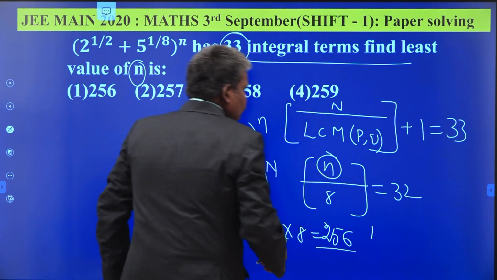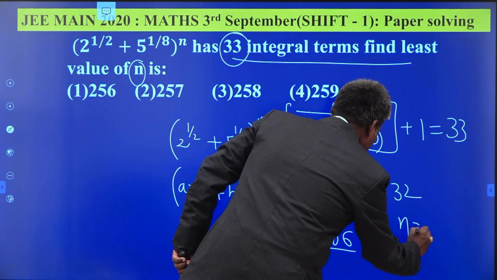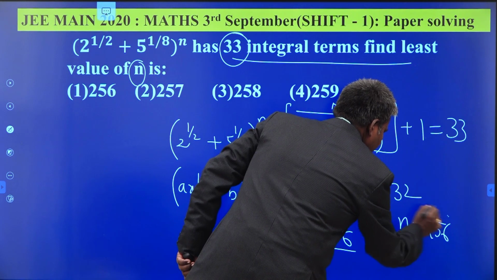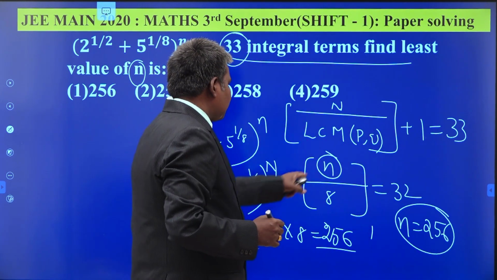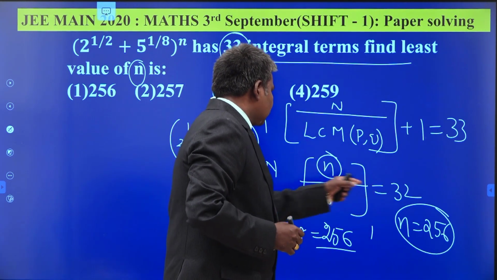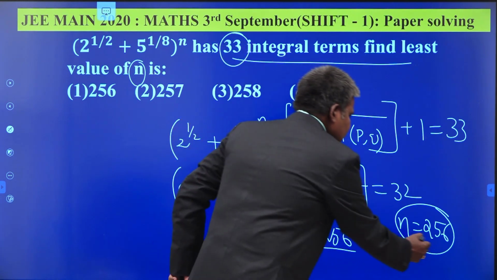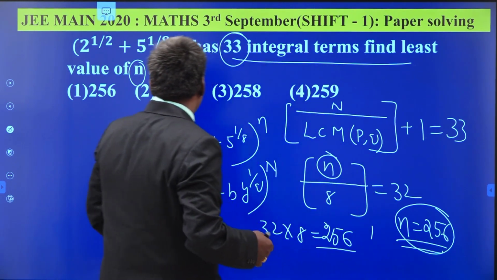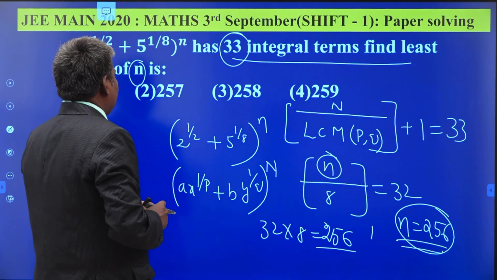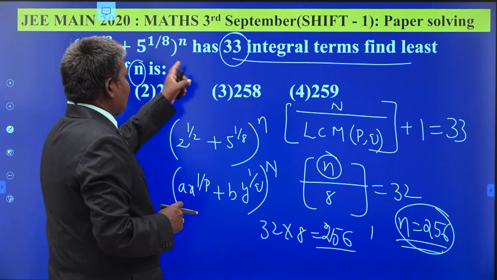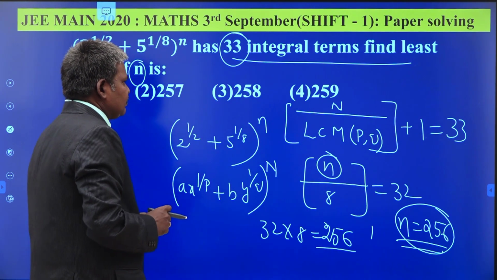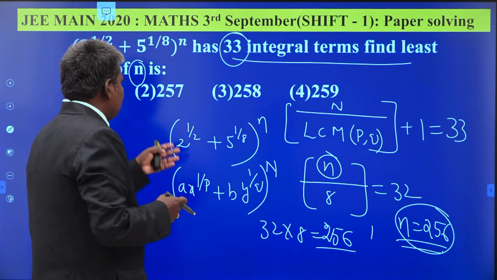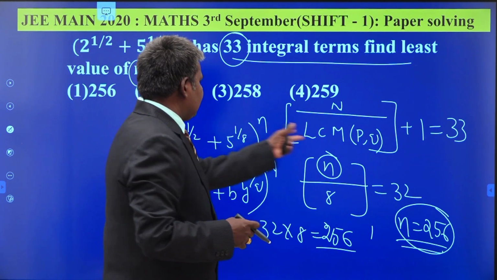$256. So the value of n is what? 256. It may be multiples of 32. You get the value, the least value is 256 here. So (2^(1/2) + 5^(1/8))^n has 33 integral terms. Then the least value of n is obtained in this manner.